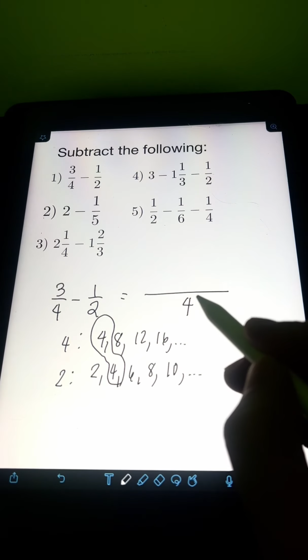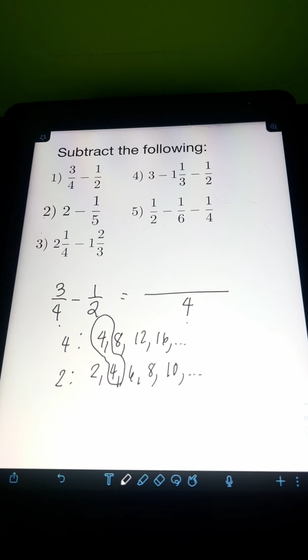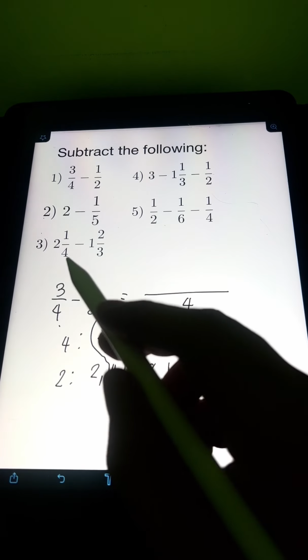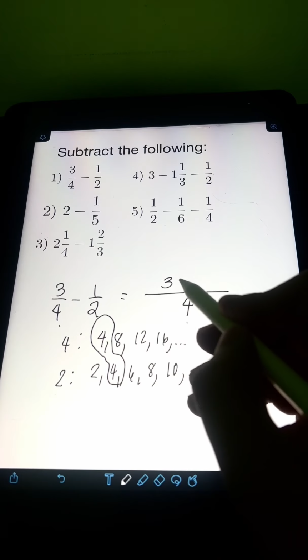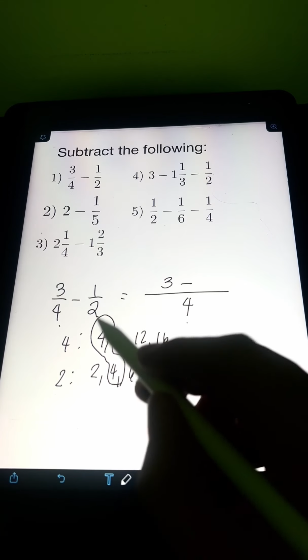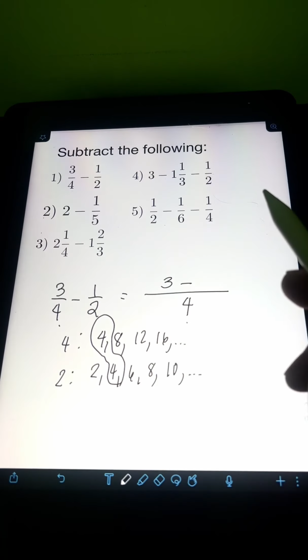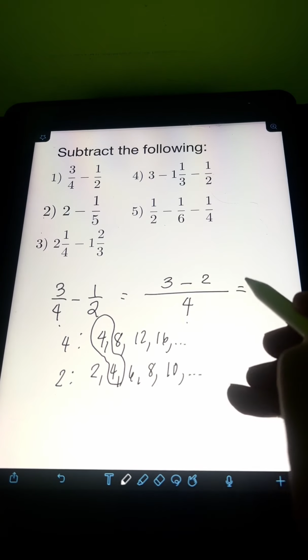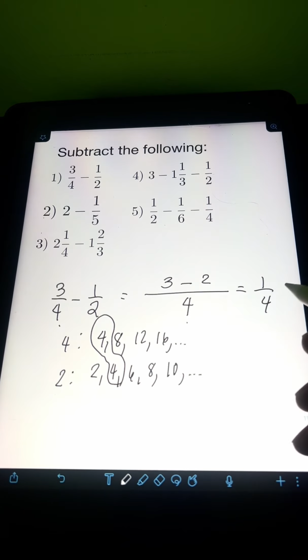And then here are the steps. So divide the LCD 4 by the denominator 4 of the first fraction 3/4. So 4 divided by 4, it's 1. Times the numerator 3, 1 times 3, that's 3. Then copy the minus operation. Then for 1/2, do the same. 4 divided by 2, that's 2. Times 1, 2 times 1, it's 2. Then subtract 3 minus 2, that's 1 over 4. So the final answer is 1/4.